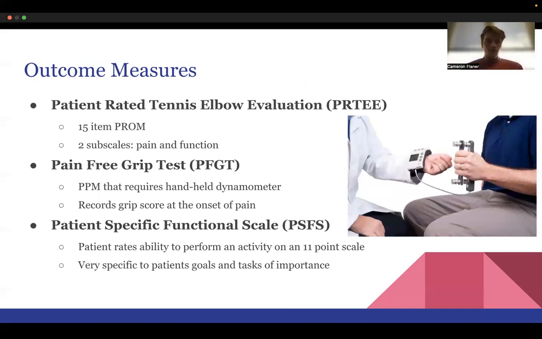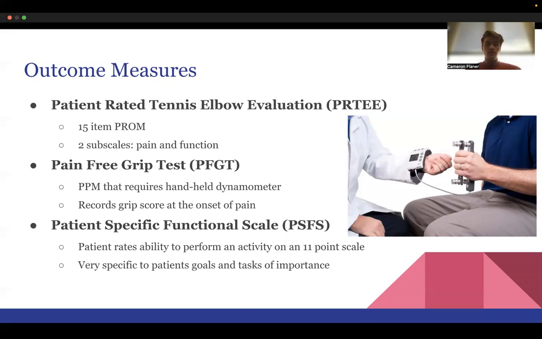Okay, so a couple outcome measures that can be used for lateral epicondylitis or tennis elbow would be the patient-rated tennis elbow evaluation, which is just a 15-item patient-reported outcome measure. It looks at 2 different subscales, pain and function. So this is something that the patient would fill out, and that way the therapist can see where the patient thinks they are functionally and with their pain levels.